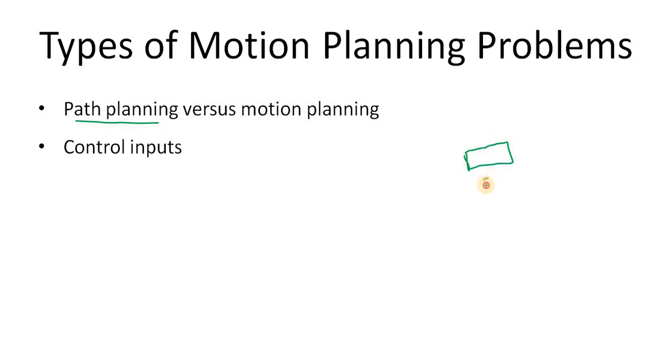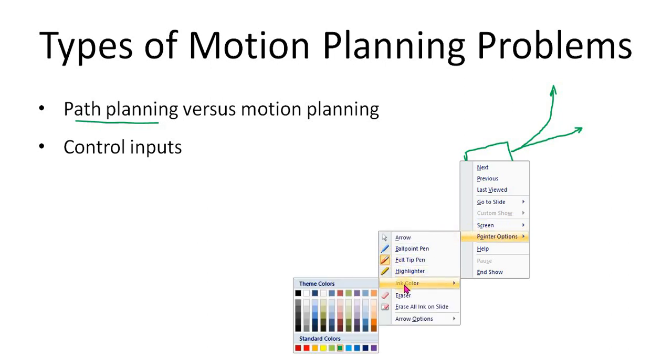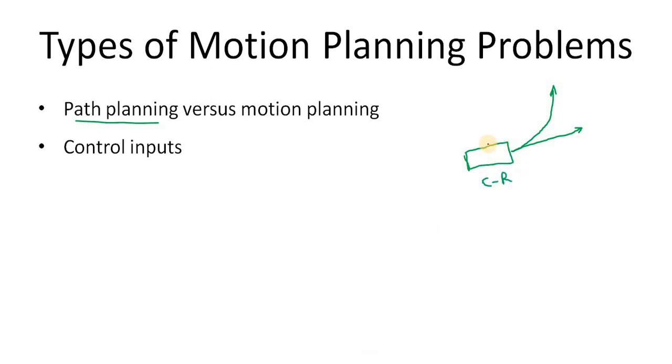Let's call it CR. A car-like robot, when it goes straight, it's easy, and when it wants to turn, then it can turn like this, but it cannot turn instantaneously in another direction. Like it cannot go instantaneously this way.